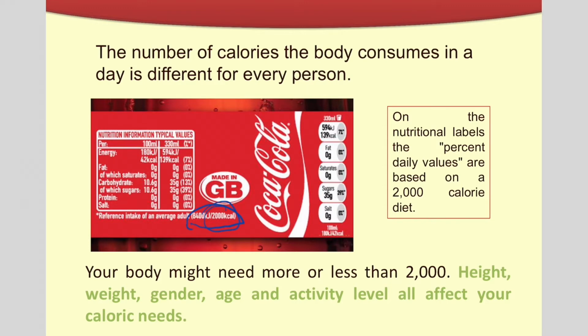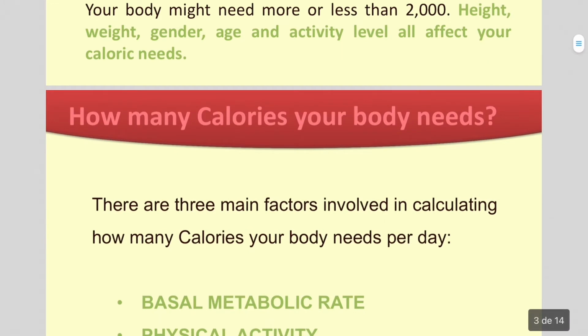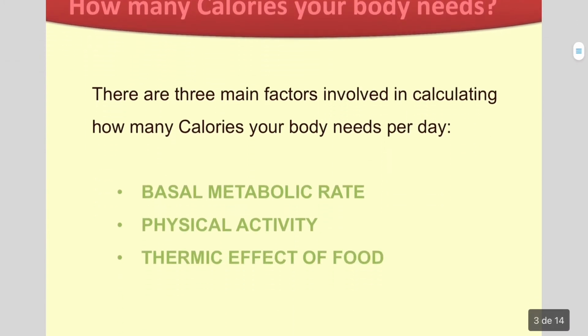But in this unit we're going to learn exactly how much energy we need. Your body might need more or less than 2000 kilocalories. And what influences these calculations? Your height, your weight, the gender, the age, and the activity level. All these factors affect your caloric needs. So, how many calories does your body really need?